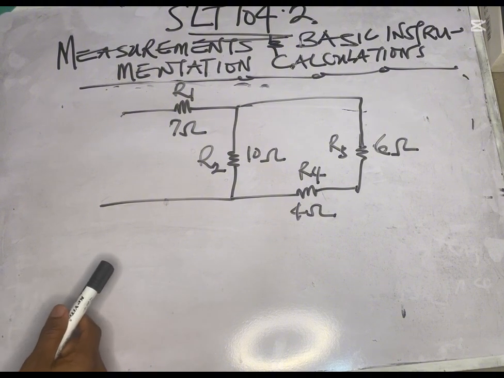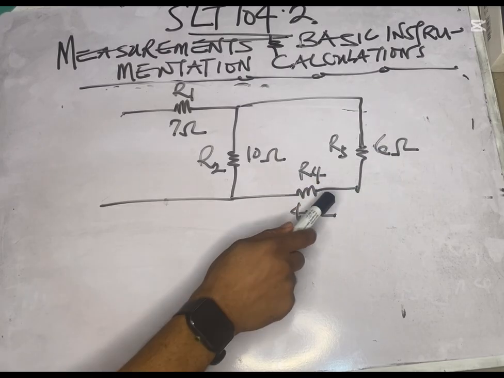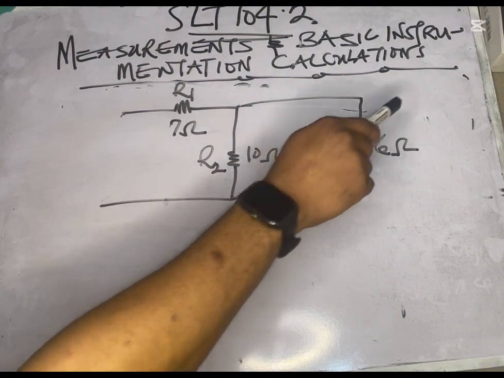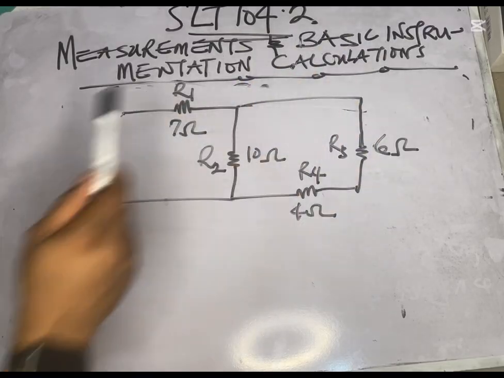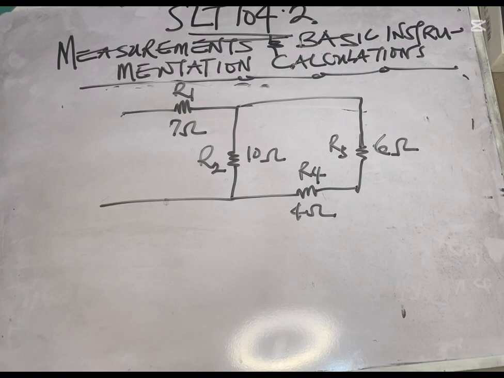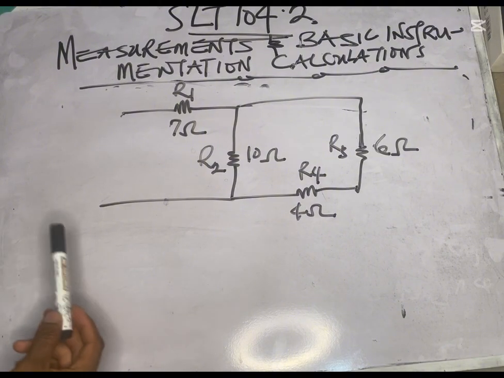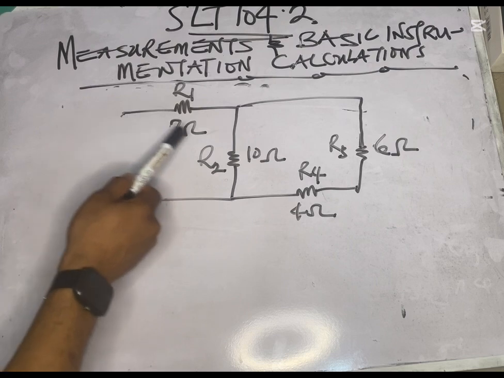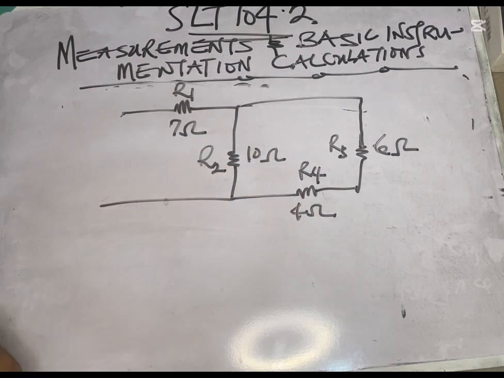Now, if you look at this, you have 6 ohms and 4 ohms in series. R1 is parallel to R2 because they are not in the same wire. This R2 is also parallel to R3, and it's also parallel to R4. So R2 is parallel to all of them. Since it's parallel to all of them, it's complex. So which one do you resolve? R2 with R1, or R2 with R3, or R2 with R4?